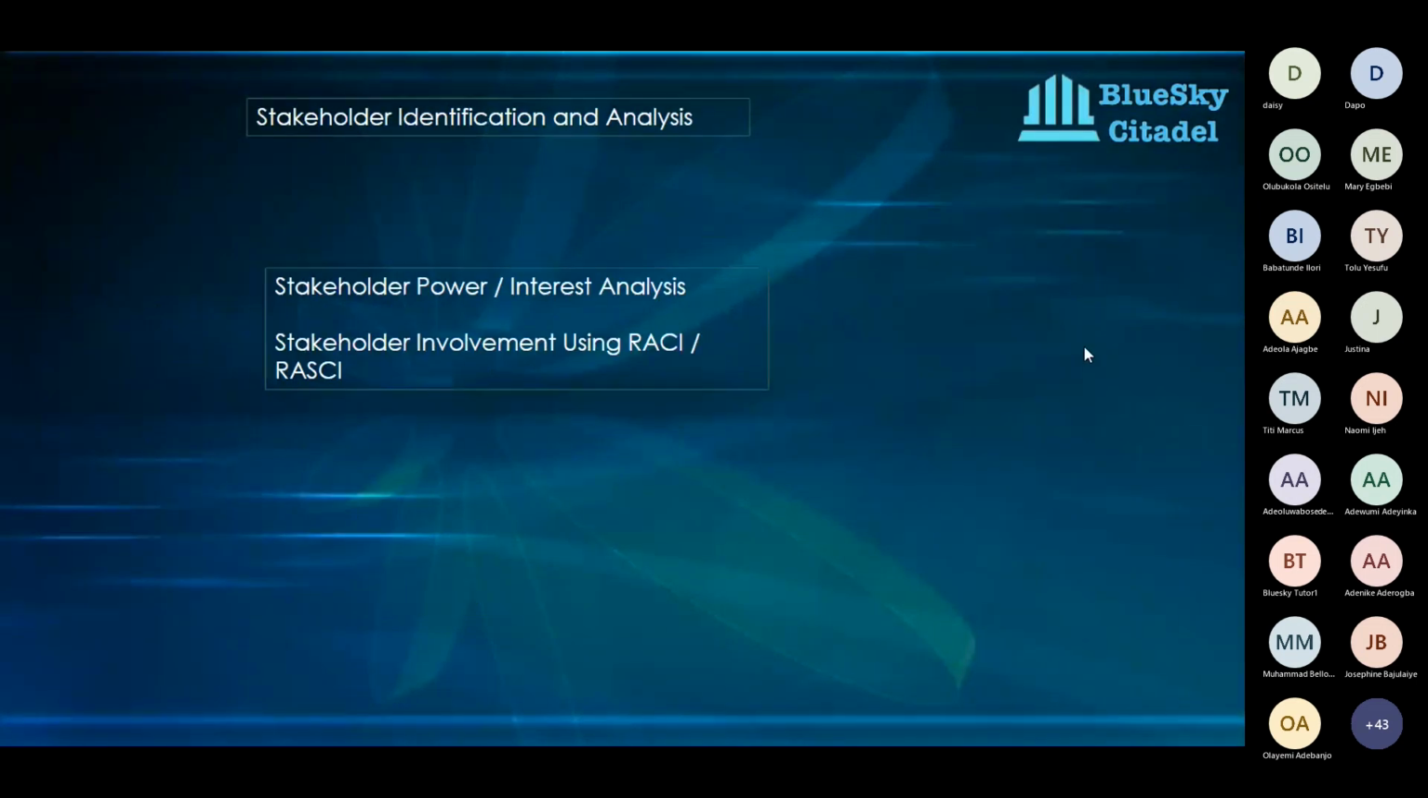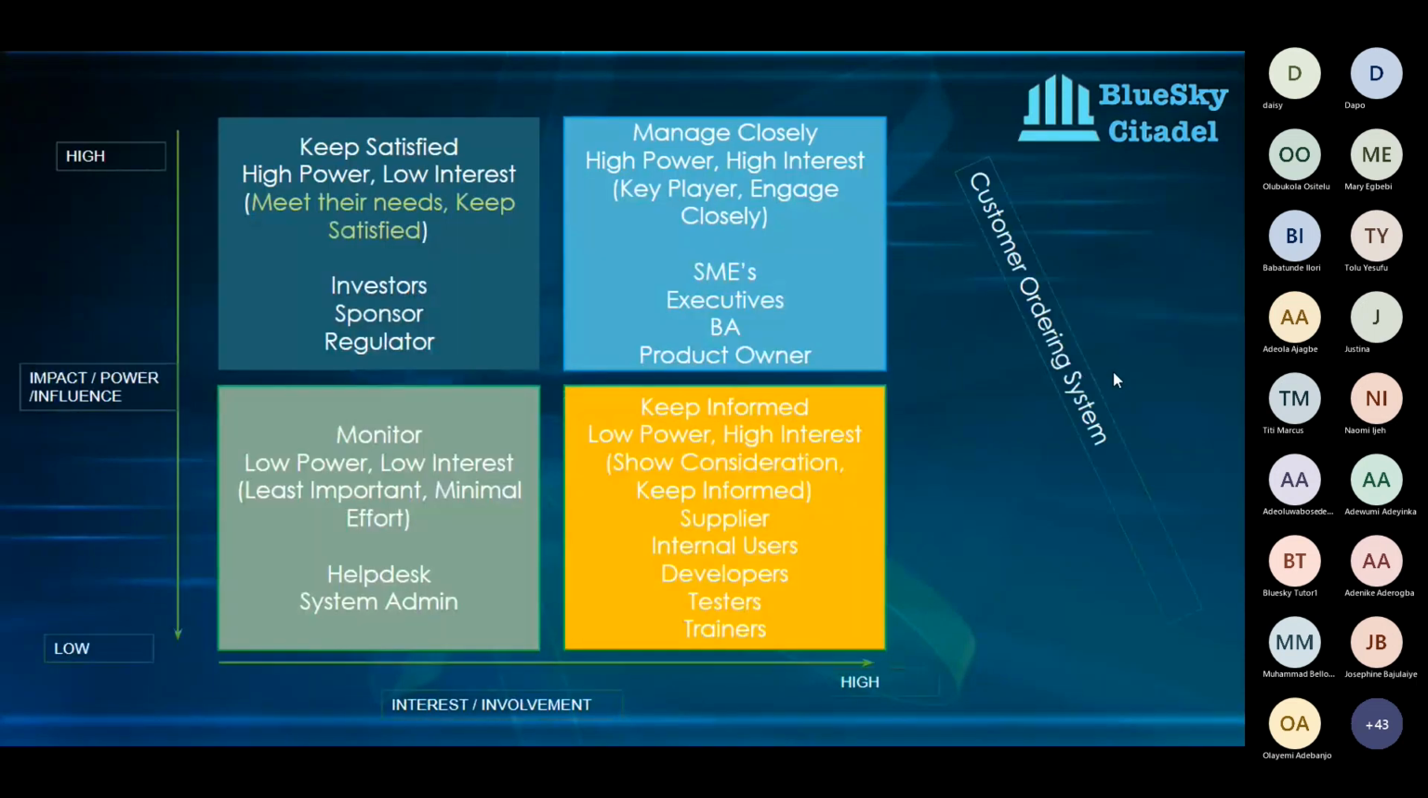Okay, so now we're going to be looking at the stakeholder power interest matrix, which is a stakeholder matrix that I spoke about earlier on. And then we'll have another slide on our stakeholder involvement using our RACI: responsible, accountable, informed, and consulted. I will run through that as well very quickly with you. So this is what a basic stakeholder matrix would look like. Most stakeholder matrices will usually look like this that I've seen.